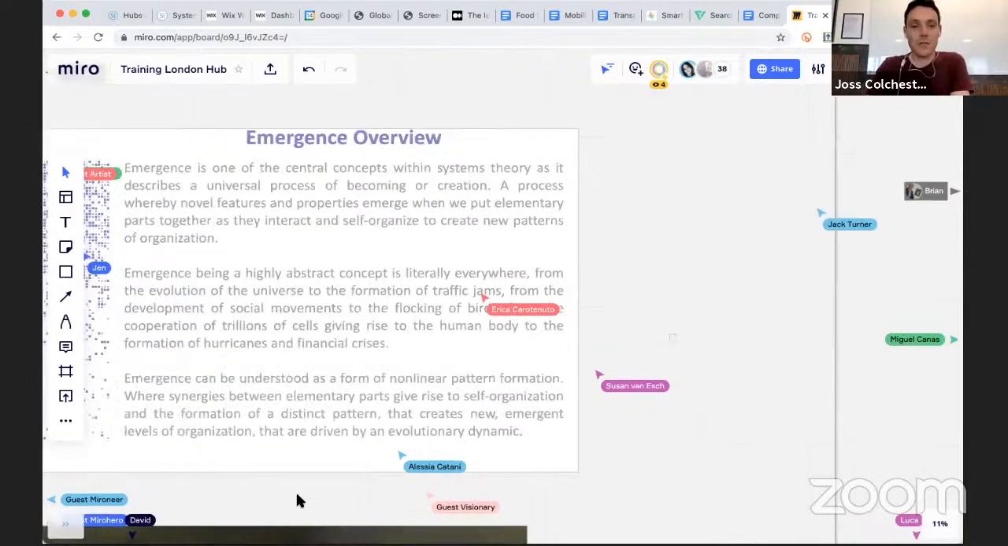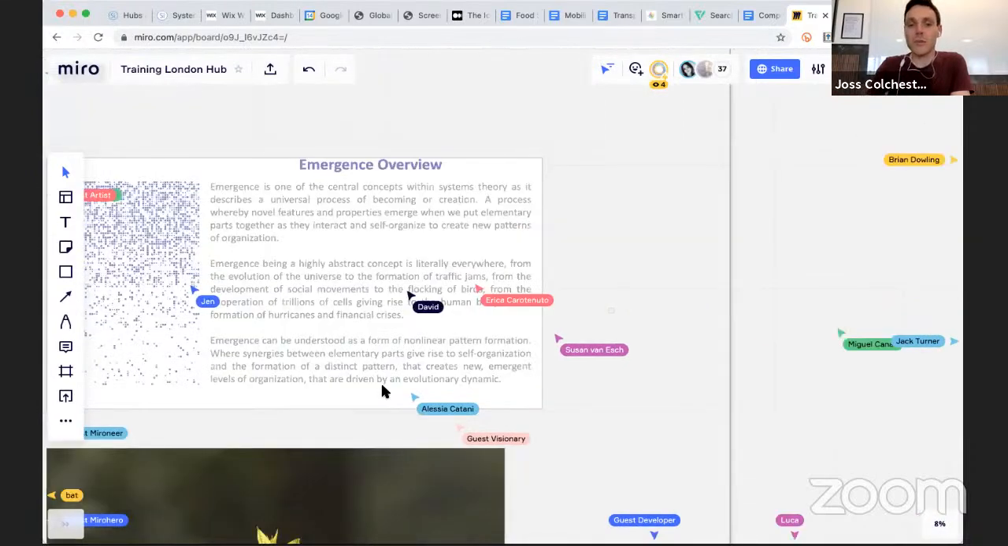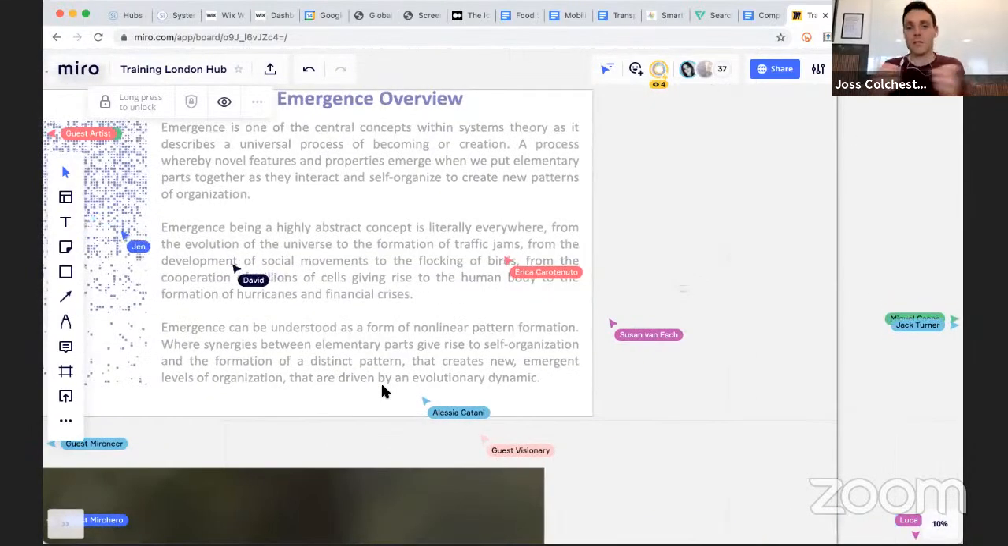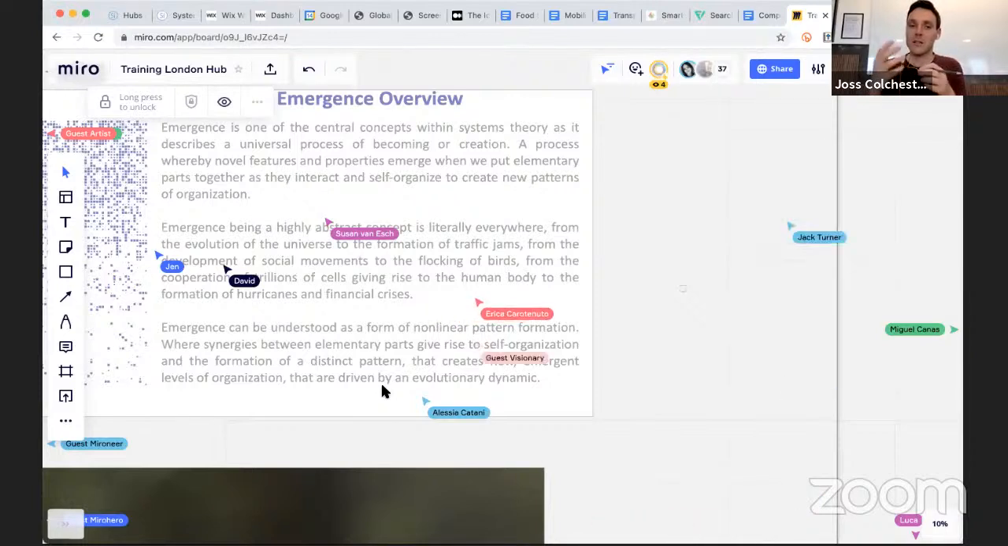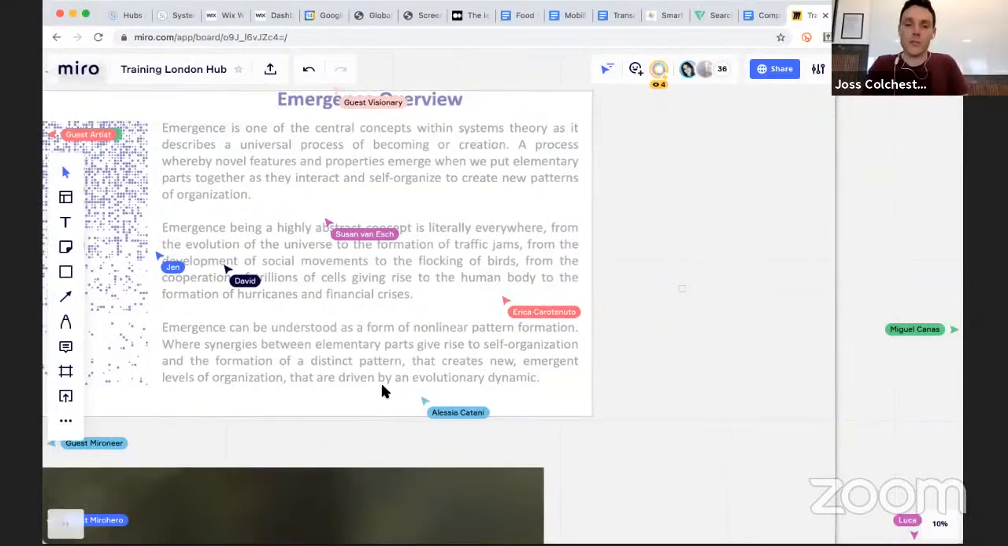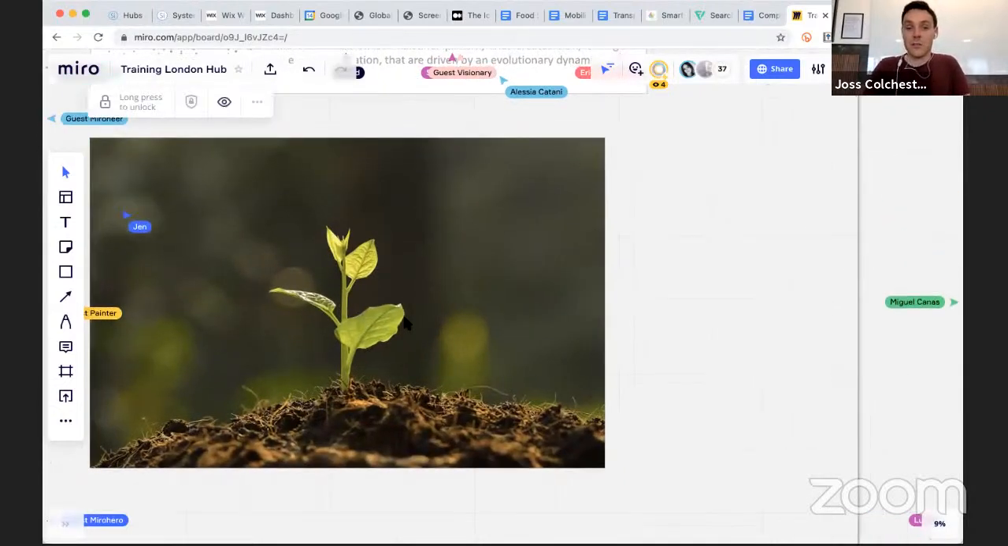Emergence can be understood as a form of nonlinear pattern formation, where there are synergies. Synergy is an important idea here. We put things together and something extra is added, something more than just the parts. What each one has in isolation emerges. And the formation of distinct patterns creates new emergent levels of organization that are driven by an evolutionary dynamic. So I think you get the idea if you look at this and the relationship between those individual parts and that whole thing. It's not a dead thing.